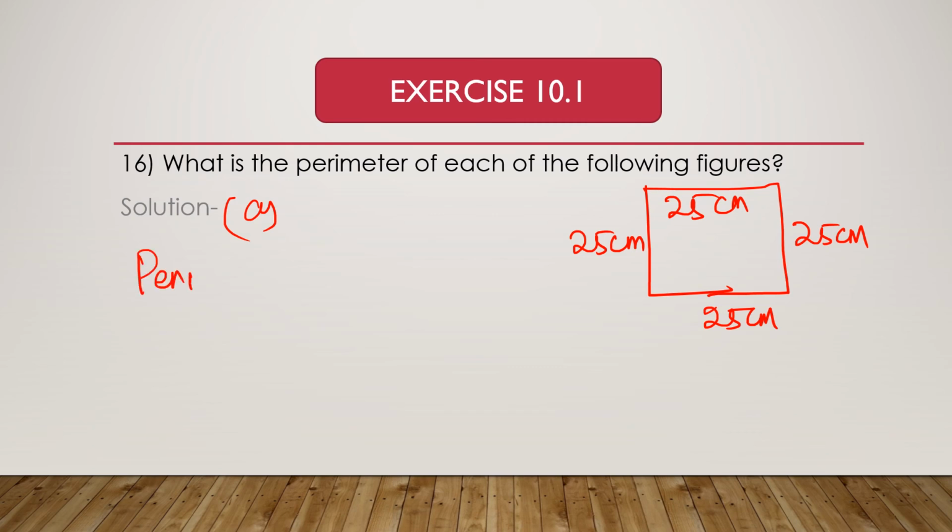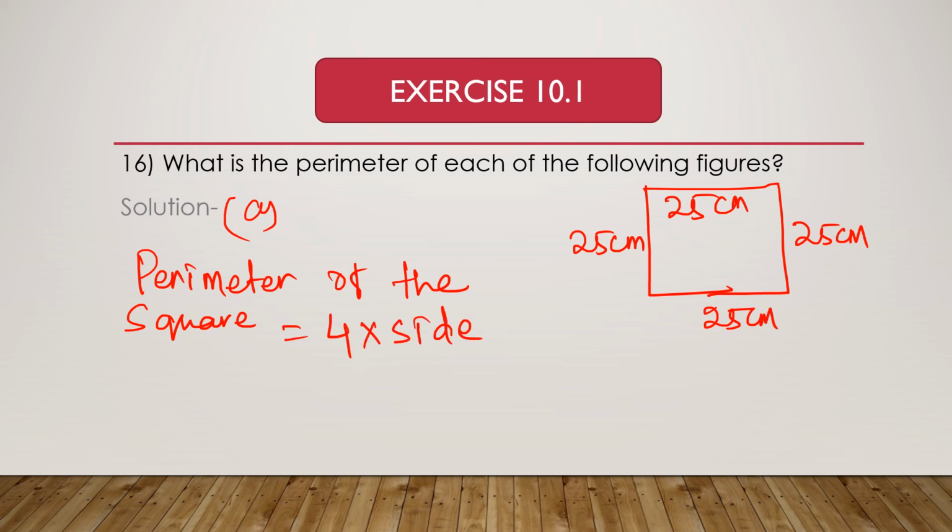So the perimeter of the square will be 4 multiplied with the side, the length of the side. That is 4 multiplied with 25 centimeter, which is equal to 100 centimeter. So the perimeter of the square having side 25 centimeter is 100 centimeter.